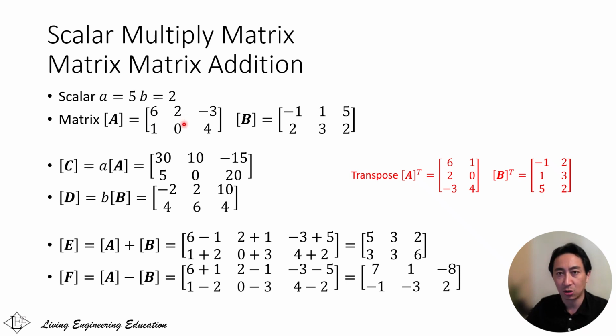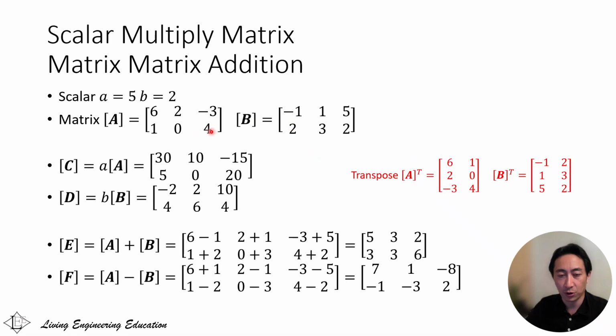So 6 is in column 1, row 1. So when we transpose the matrix A, we put it in row 1, column 1. So same location. Look at this 0 value. The 0 value is in column 2, row 2. So we put it in column 2, row 2. Same actual location. But what about this one? -3. -3 is in column 3, row 1. So we're going to put it in column 1, row 3. Column 1, row 3. That's where this goes.